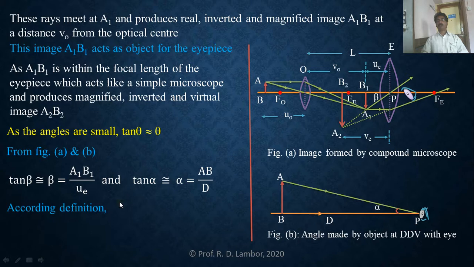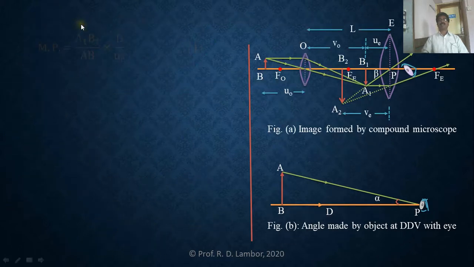According to the definition, the magnifying power of a compound microscope, or any optical instrument, is the ratio of two visual angles, beta upon alpha. So we can substitute the value of beta as A1 B1 upon UE and the value of alpha as AB upon D. On simplifying this formula, we can write magnifying power equal to A1 B1 upon AB multiplied by D upon UE. So this is our equation 1. We want to find the values of the ratio of these two.